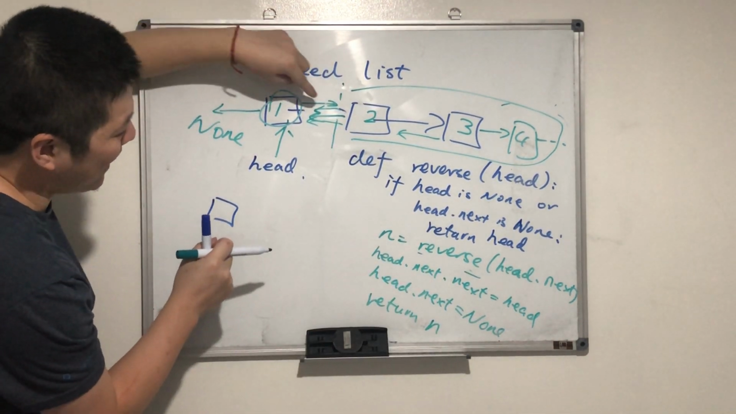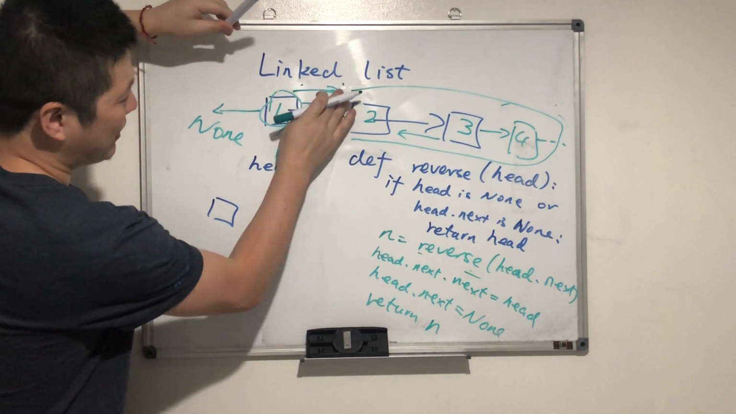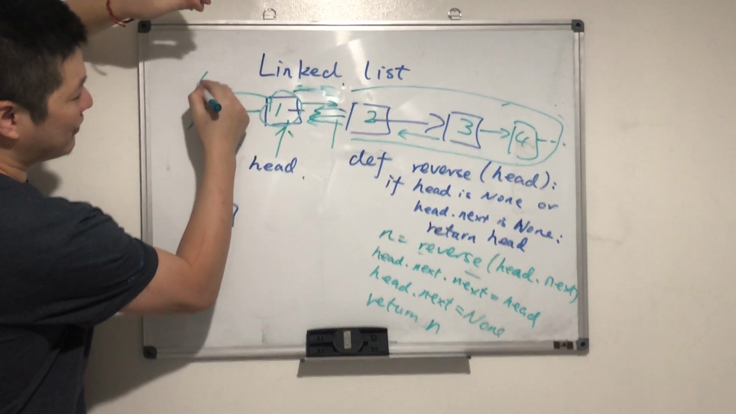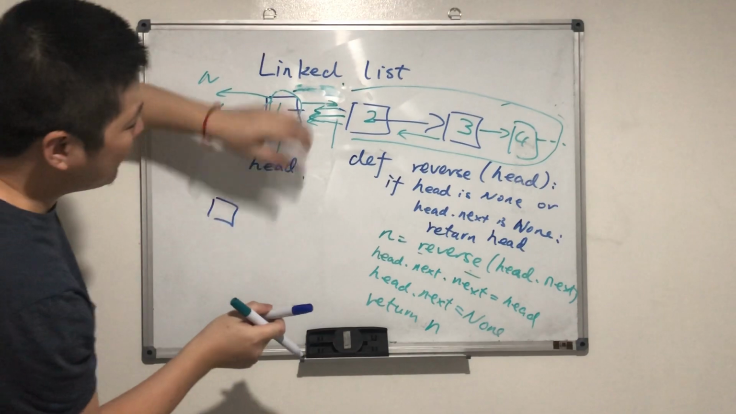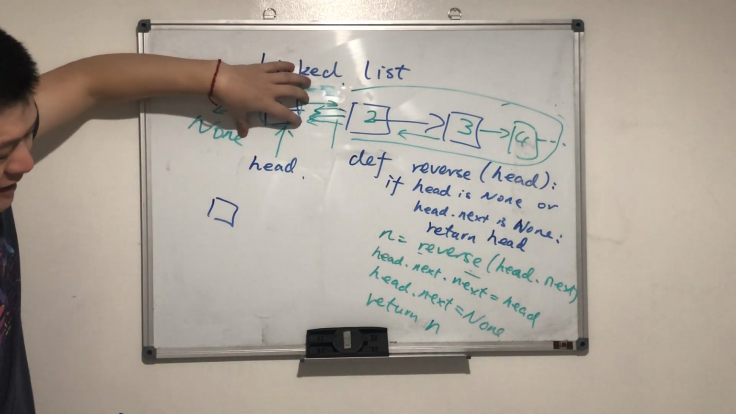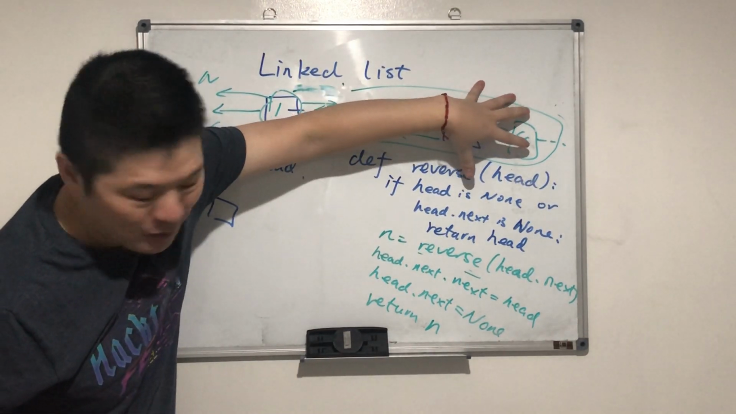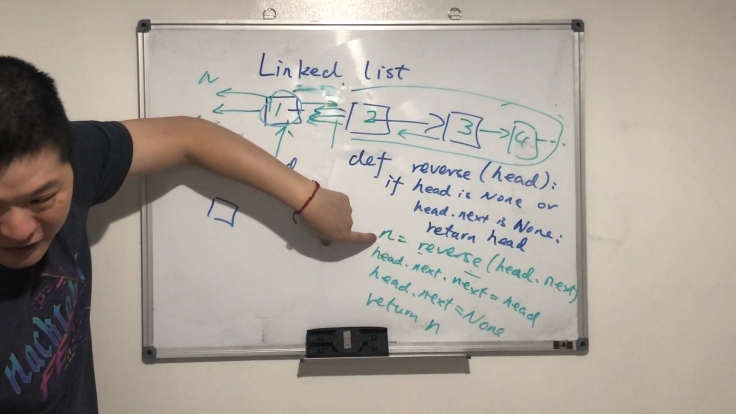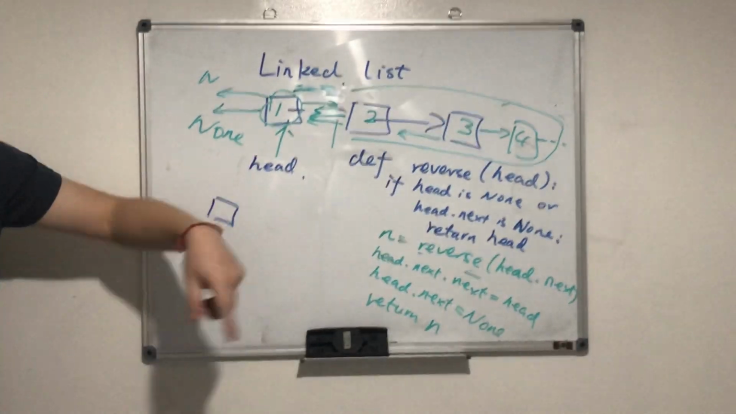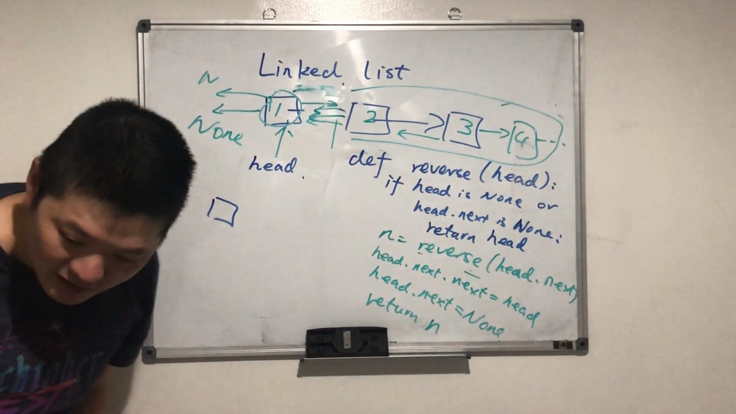And then head.next previously is pointing to here, but we need to erase it to point to None, right? And then we return a new head, which is not this head. The new head is somewhere here, right? But we don't know which one, so we return it in N, right? Got it?